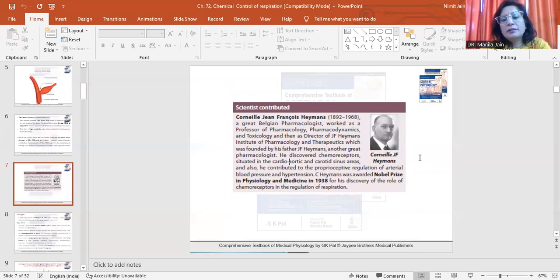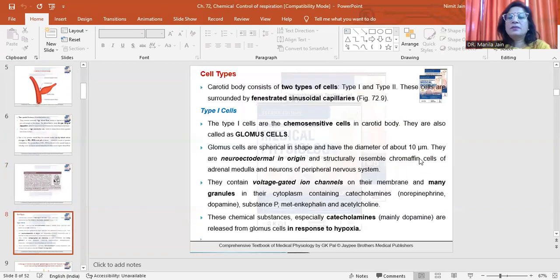And the scientist who contributed, we have already seen, Connelly, J.F. Emmons, he got the Nobel Prize for it.